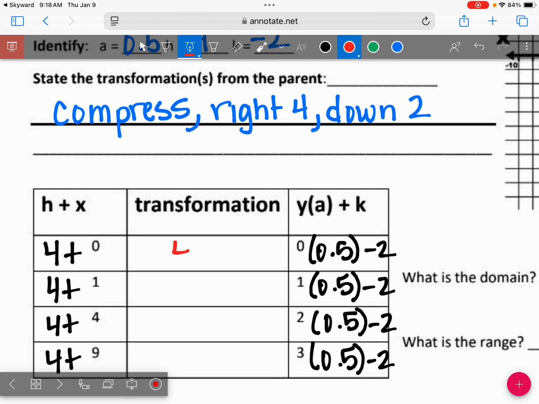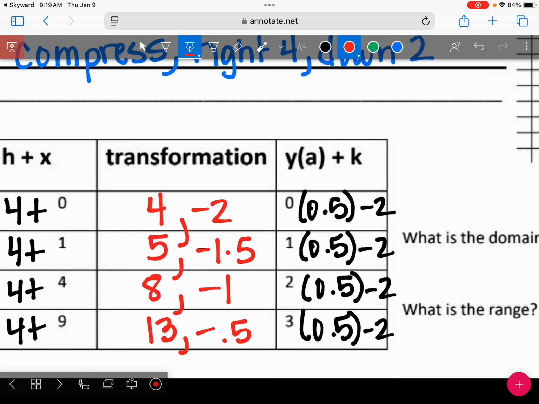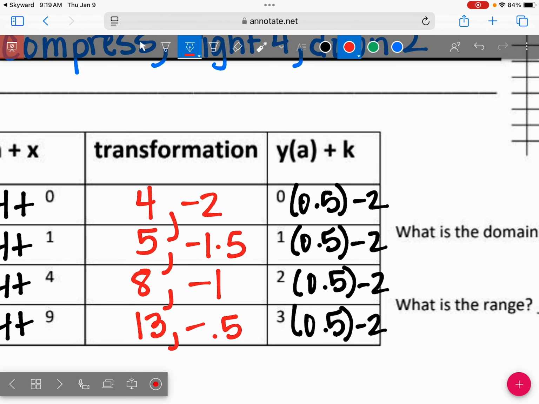Right, so we would get a 4, a 5, an 8, and a 13. And then we would get -2, -1.5, -1, -0.5. So do the best you can to graph that. I know we got some decimals. Decimals are a little trickier. But even if you only graph these 2 points, that's enough. If the decimals are tricky, you can get away with just graphing those 2 and still have a good enough graph. You only need 2 points to graph it.